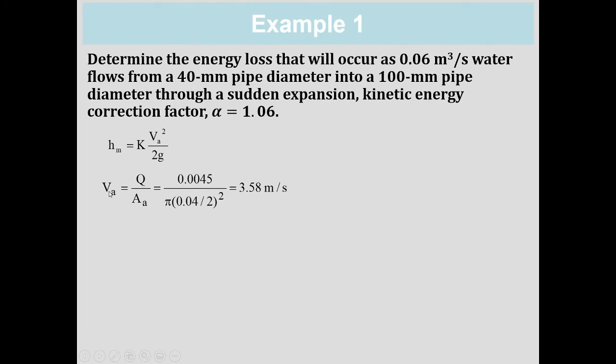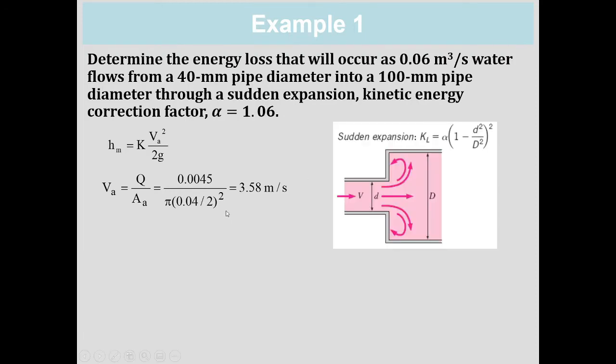And to get the velocity at the first pipe, it is equal to Q over A. Q is V dot, so some books use Q, some books use V dot. The flow rate is 0.06 meter cube per second. A is pi D squared over 4. Then you get the velocity at the first pipe equal to 3.58 meter per second.